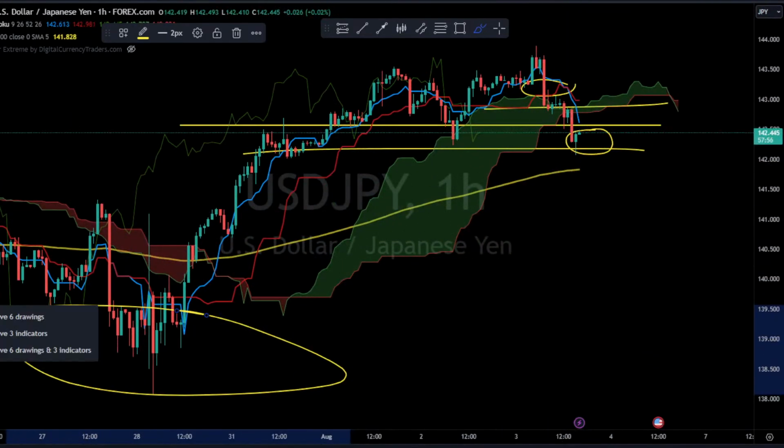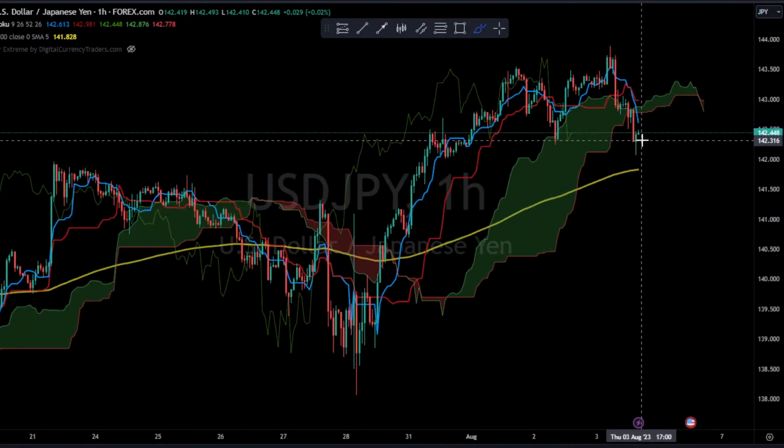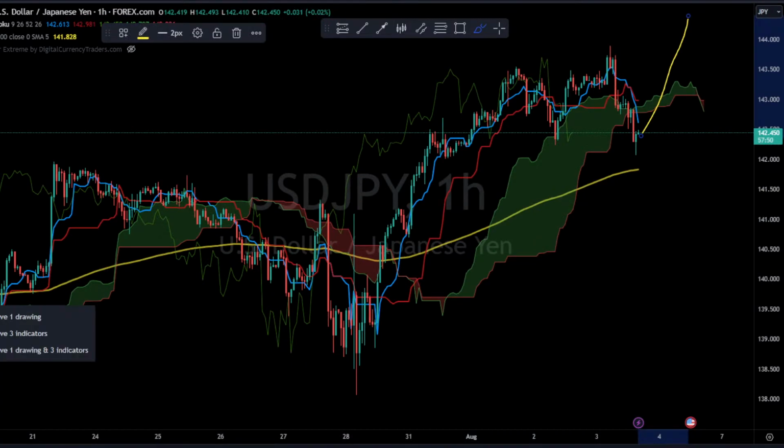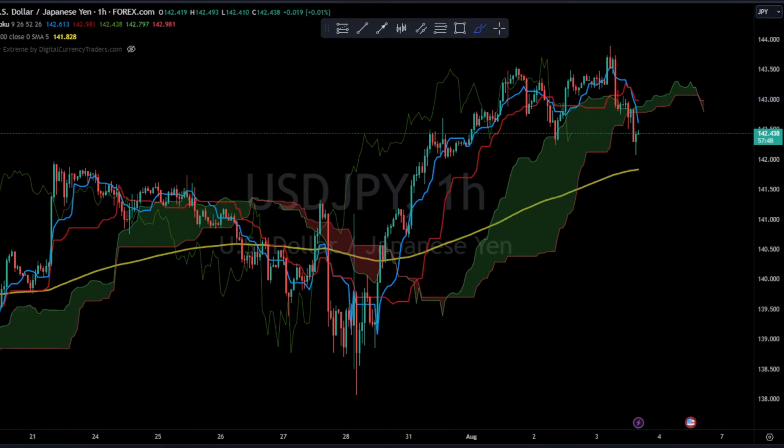And then the dollar index is going up from here, and the Japanese yen will lose strength against it if that's the case. We'll check that out in a second.